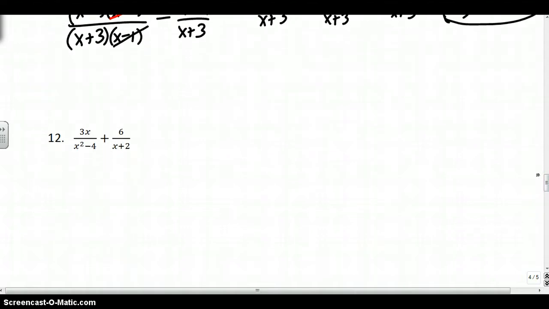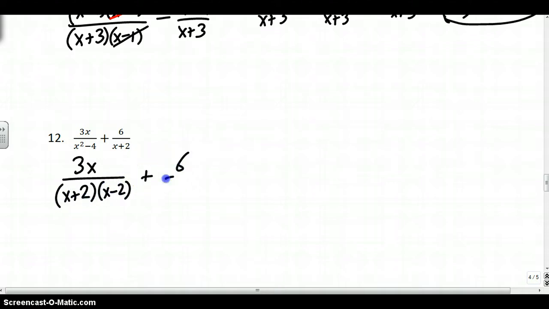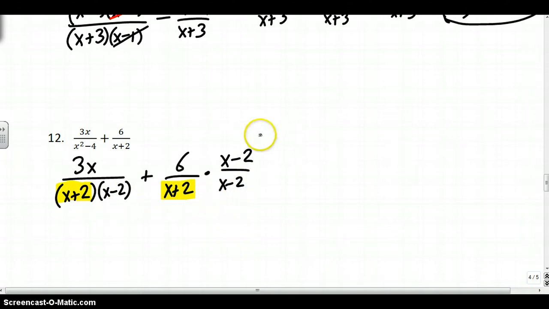Number 12, 3x over x squared minus 4 plus 6 over x plus 2. Let's factor that denominator. X squared minus 4 becomes x plus 2 times x minus 2. And 6 over x plus 2. You'll notice they share an x plus 2 in common. What is not in common is the x minus 2. So I need to multiply by that x minus 2.